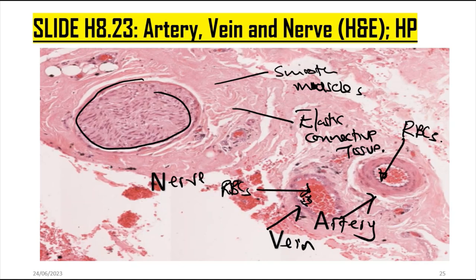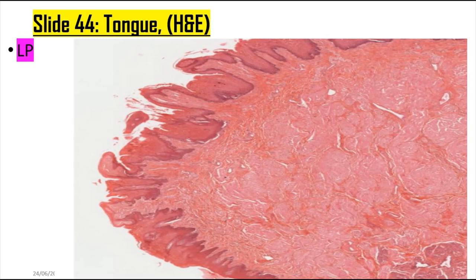Now let's look at our last histological slide, which is the tongue. In the tongue, we're trying to look at the blood vessels. We're trying to differentiate the pericytes, also the venules and the arterioles. So we know that the tongue is made up of these structures. That's how we identify them. These structures are known as papilla.